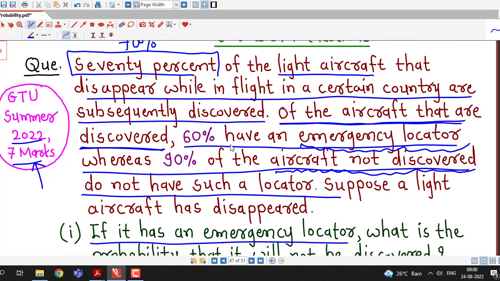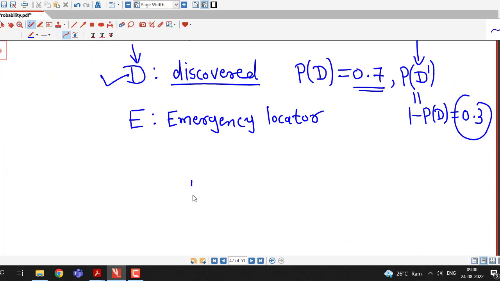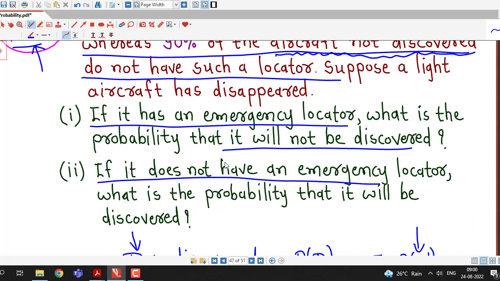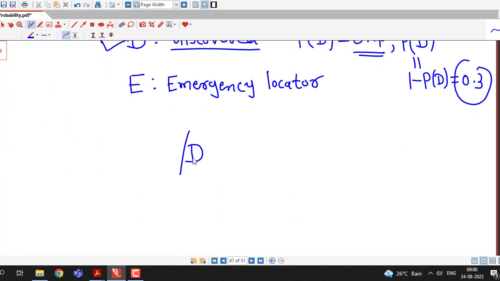And here it is given that of the aircraft that are discovered, that is, event D occurs first. Suppose the aircraft is being discovered. Of the aircraft that are discovered, 60% have an emergency locator. That is, if the given event is that the aircraft is discovered, then the probability that the aircraft has an emergency locator is the probability of E given D, and it is 60%, that is 0.6.